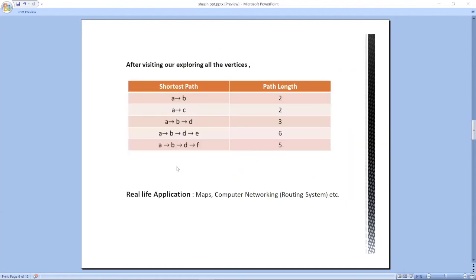Next, as a real life application, it is widely used in maps, computer networking, or routing systems. If we want to log in to a Facebook profile or something else, it will go by the shortest path to its root destination, where its server is. So it is widely used in maps, computer networking, routing systems, etc.